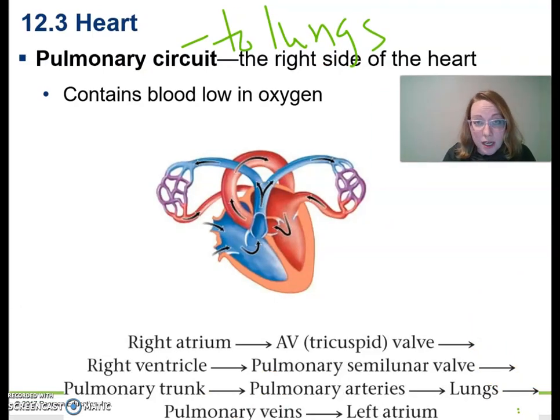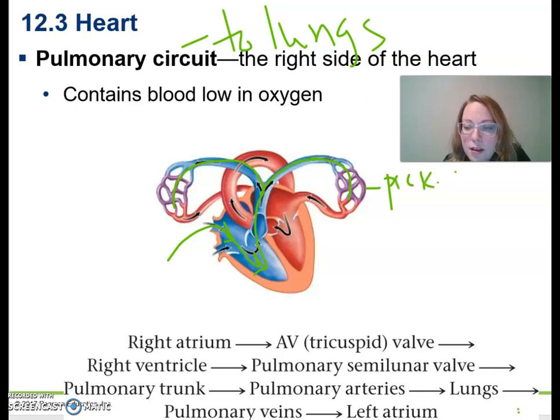So blood has gone out to the body, dropped off its oxygen, its nutrients, picked up wastes, and it comes in to the right atrium. And then it goes from the right atrium through the tricuspid into the right ventricle. From the right ventricle through the pulmonary valve, or pulmonary semilunar valve, into the pulmonary trunk, which then goes to the right and left pulmonary arteries to the lungs. So in these capillaries we're doing that gas exchange. We're picking up oxygen. We're dropping off CO2.